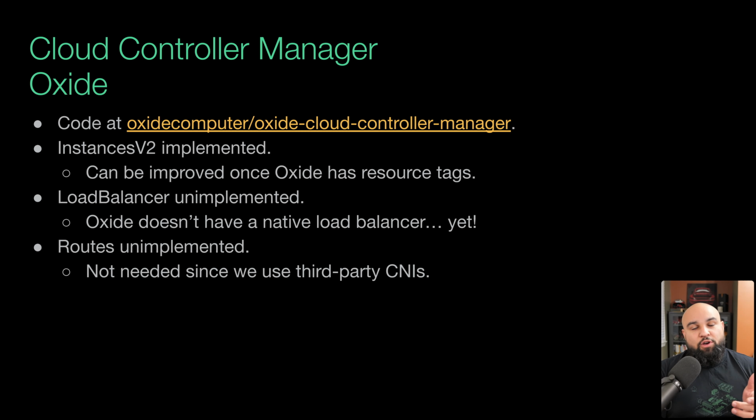Thinking about this more and talking to people, I could kind of fake that a little bit and implement the load balancer controller anyway and use Oxide's external or floating IPs to be a kind of fake load balancer. And I actually might do that, but the load balancer component remains unimplemented for now. And as you saw earlier, there was a routes controller in there. I opted not to implement that at all because we generally use third-party CNIs in our Kubernetes clusters.